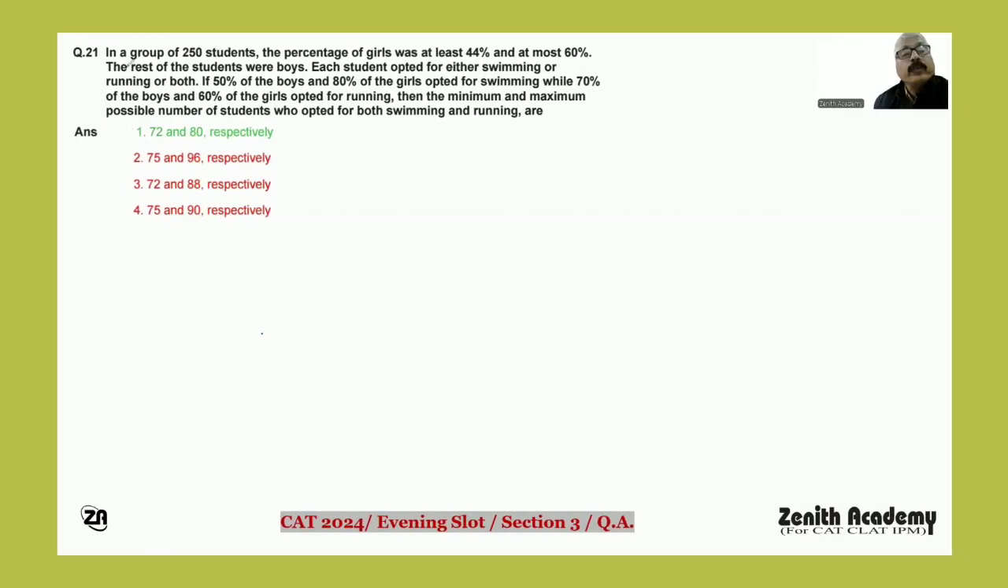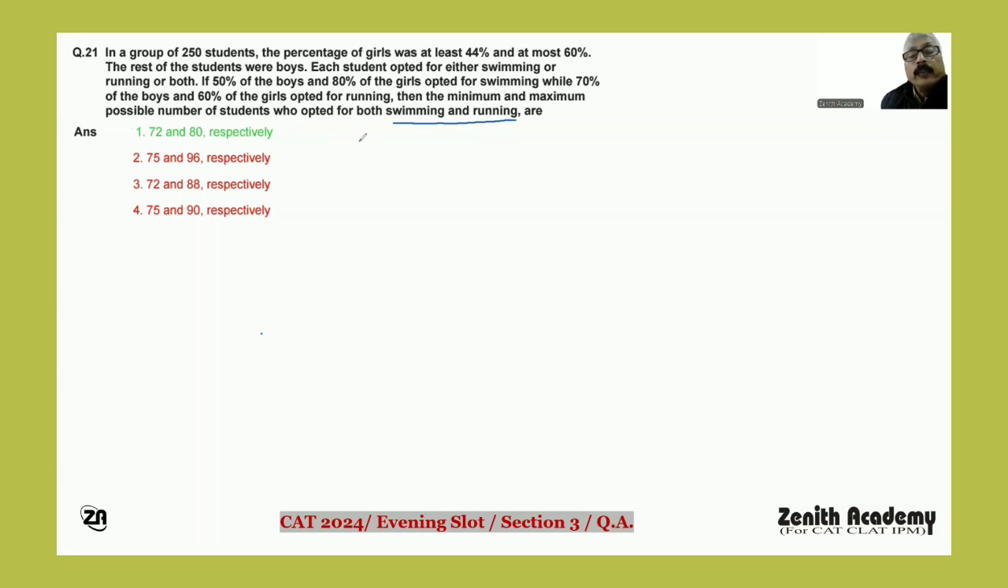Now see question number 21. In a group of 250 students, the percentage of girls was at least 44% and at most 60%. The rest of the students were boys. Each student opted for either swimming or running or both. If 50% of the boys and 80% of the girls opted for swimming, while 70% of the boys and 60% of the girls opted for running, then the minimum and maximum possible number of students who opted for both swimming and running are? Okay, look here.